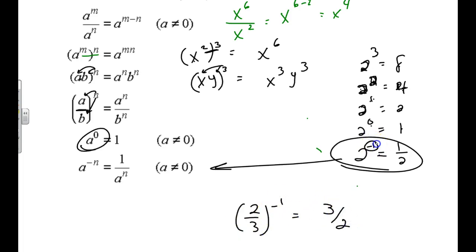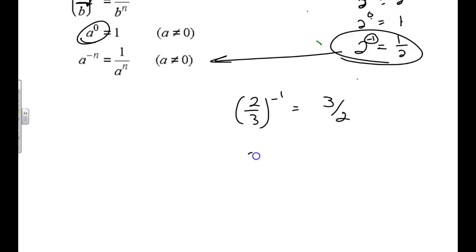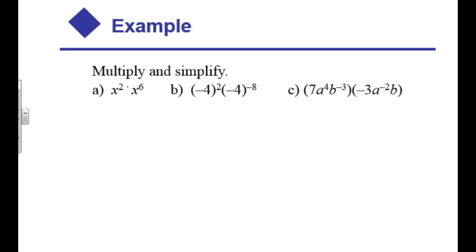So when you have a negative exponent, that doesn't make a negative answer. I sometimes will see students try to tell me that this is equal to negative 1/2, and that's not true. So negative exponents do not cause negative answers. They cause the reciprocal. So let's look at some examples here.